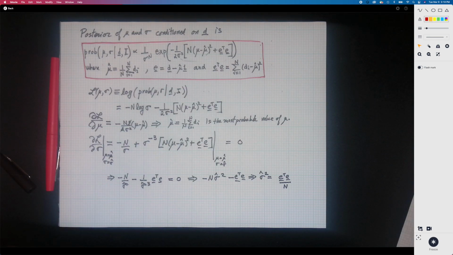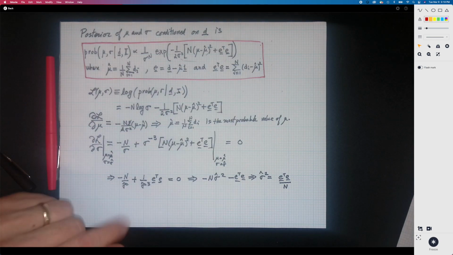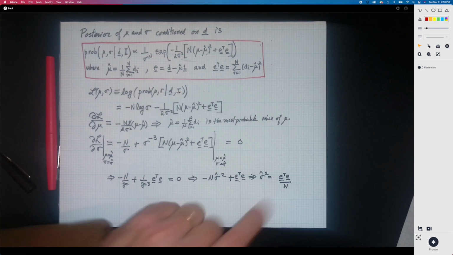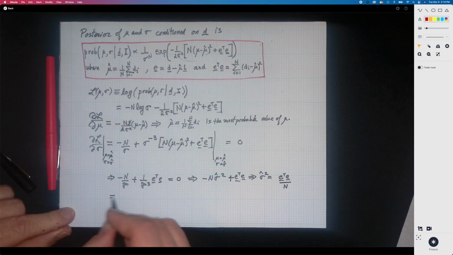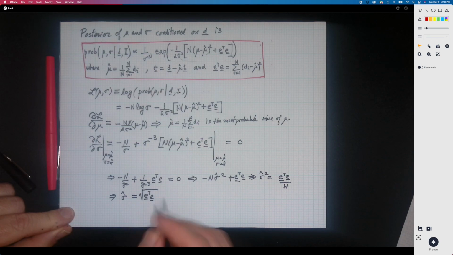I might have two minuses. I did a sign error somewhere. Oh, this is a plus here, right? Plus. And this is a plus. This is like this. Yeah. So therefore, sigma hat is equal to the square root of E transpose E divided by n.